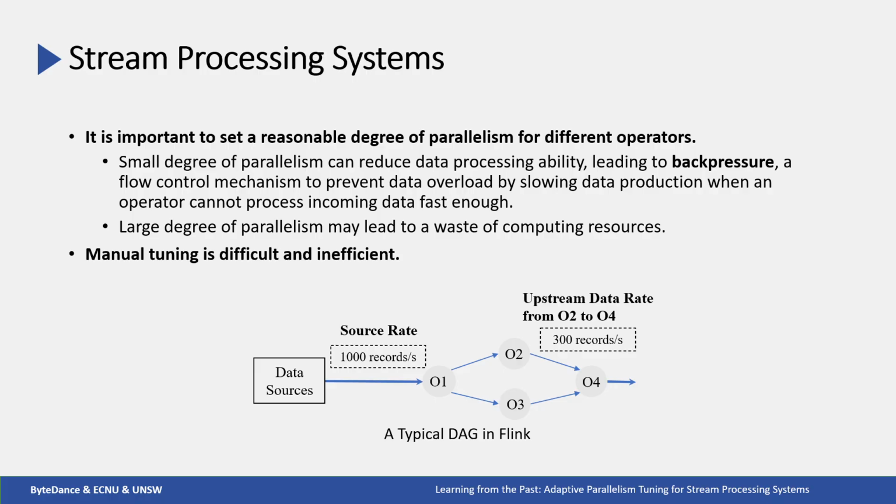However, tuning parallelism is challenging. Choosing a small degree of parallelism risks introducing backpressure, where downstream operators cannot keep up with the data flow. On the other hand, large parallelism wastes computational resources. Manual tuning, as you may imagine, is both difficult and inefficient, especially in scenarios with fluctuating source rates and unseen workloads. Moreover, existing parallelism tuning methods lack mechanisms to fully use historical execution data and insights from DAG structures, resulting in suboptimal configurations.